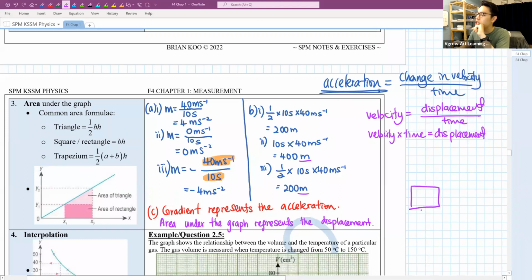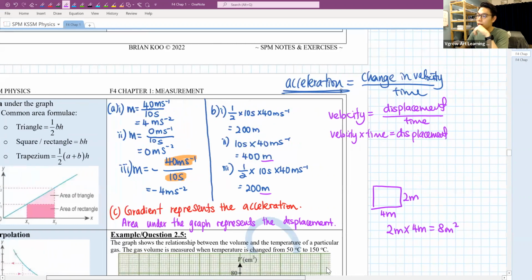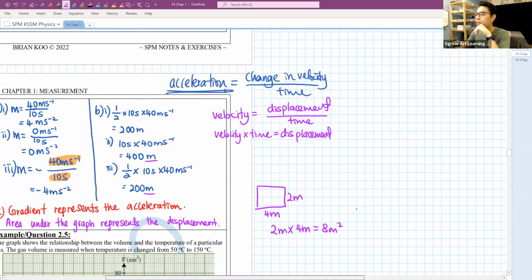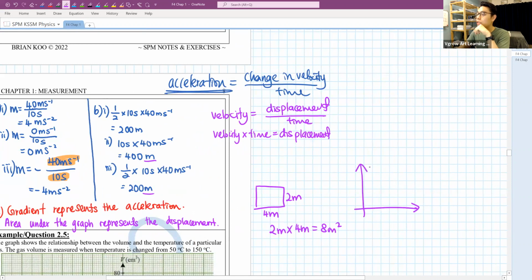For example, if I have a shape and then I have 2 meter here, and maybe this one is 4 meter, then it is 2 meter times 4 meter equals to 8 meter squared. Okay, 8 meters squared. But if you are dealing with the area for a graph, it has different units on the axes.